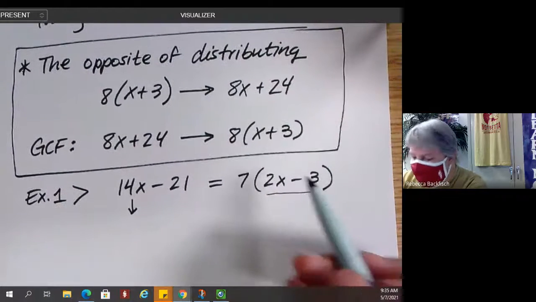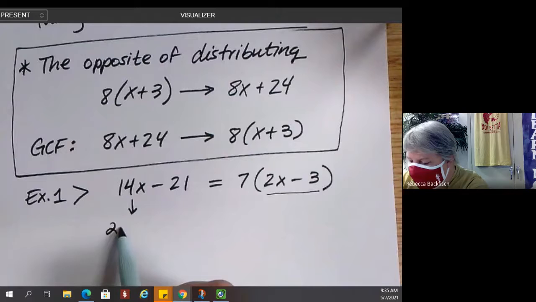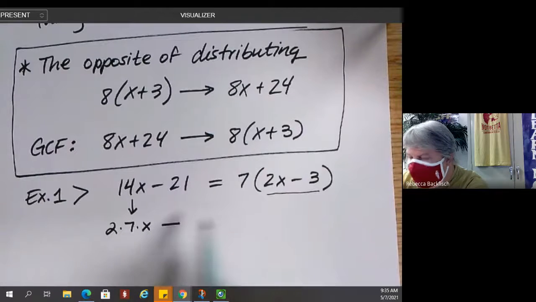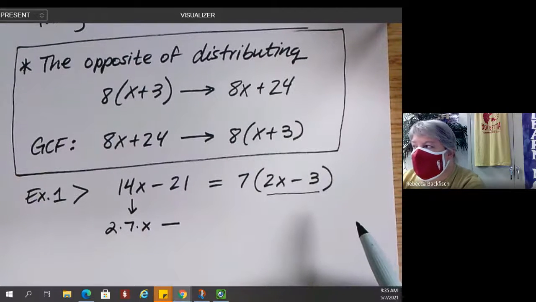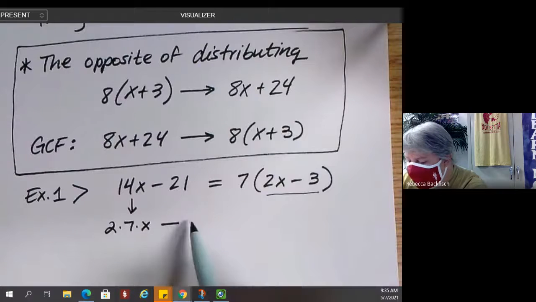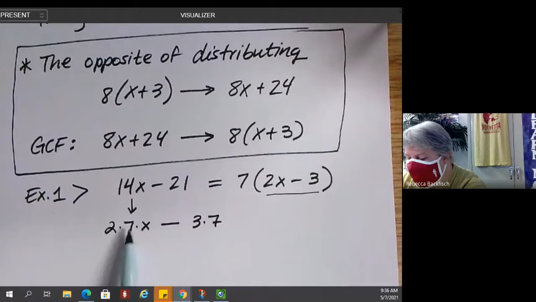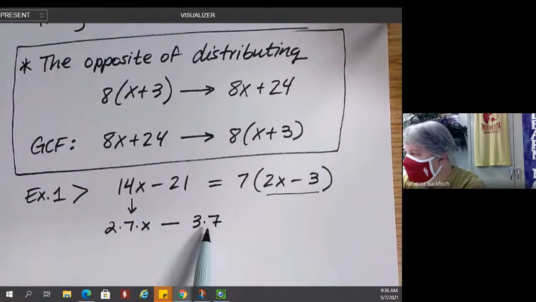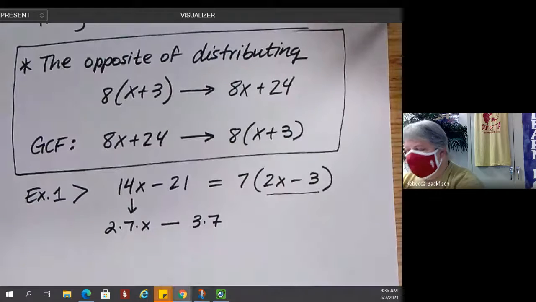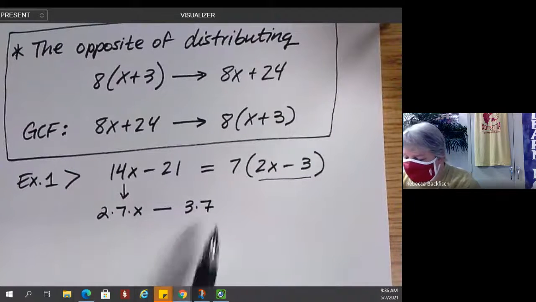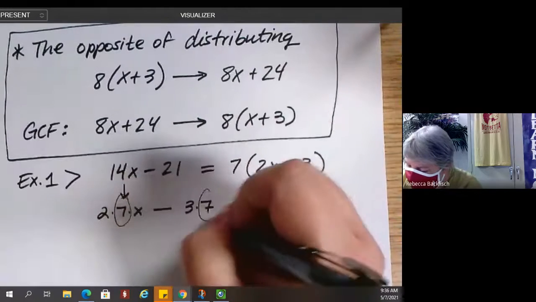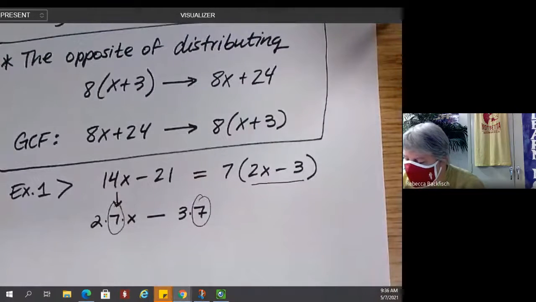14 is 2 times 7, and both of those are prime numbers. So I'm going to say this is 2 times 7 times x minus 21 is 3 times 7, and both of those are prime factors. So that's what I get. In other words, these are what I would get if I broke this down like a factor tree, your prime factorization. Then what you can do is you can say, is there anything in both of them? Yes, that's what comes outside.